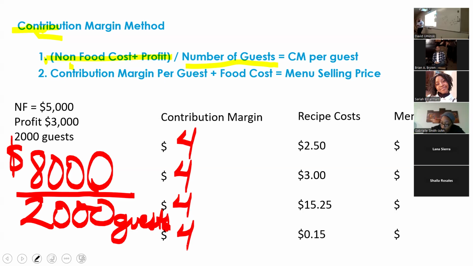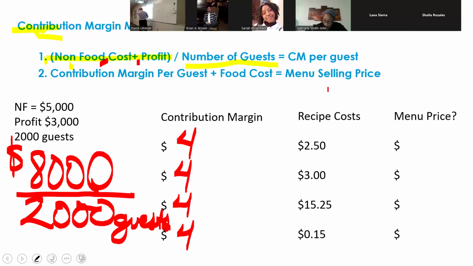So 8,000 divided by 2,000 guests is equal to $4, right? So the contribution margin says all we have to do is add $4 to every single food cost. This is my cost to make it, $2.50. $4 is going to cover my non-food cost and my profit. That's my other stuff, right? So what's $2.50 plus $4? $6.50. Okay. Cool.